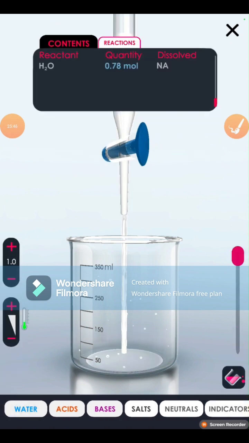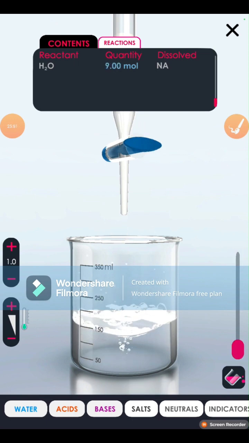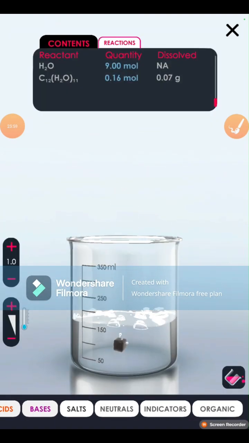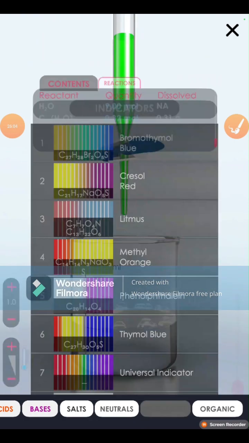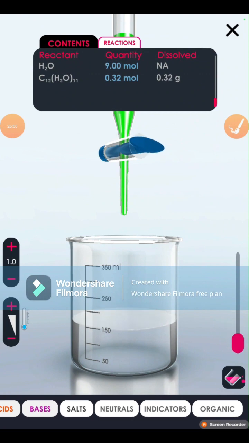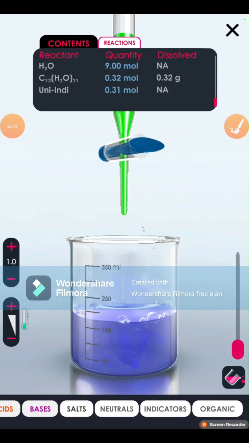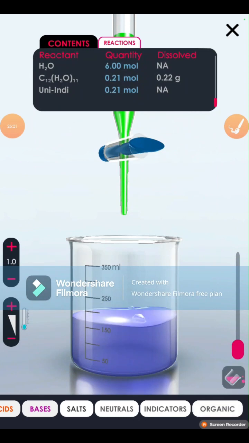Let's add some water over here. Now let's add cool water, and check the solution in this water. When you add sugar, and add more sugar, and let's add some universal indicator. As you can see, sugar is like a base. Sugar is a base, it's turning to base.